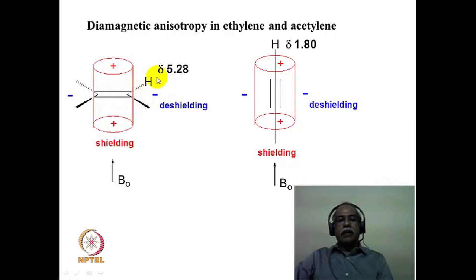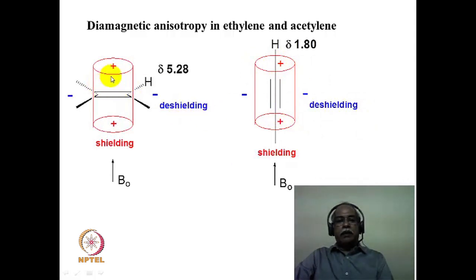So the ethylene hydrogen comes typically around 5 to 6 ppm, around 5.28 ppm is the actual chemical shift value of the hydrogens in the ethylene molecule. On the other hand, if you consider the acetylene molecule, it has a spherical electron density to start with.